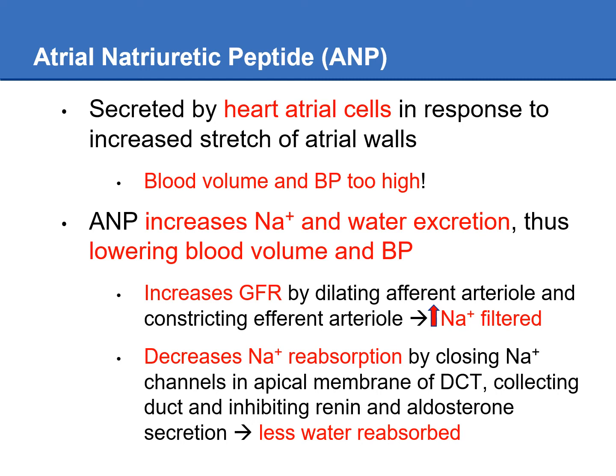So by doing that, you're bringing more blood into the glomerulus but not letting as much out, and that'll increase the blood pressure in the glomerulus, and so you're going to filter out more of the plasma, and you end up filtering out obviously more water and more sodium. And then in the distal convoluted tubule and collecting duct, it will decrease sodium reabsorption. So it's going to close some of the sodium channels, and it will also inhibit the RAS system, so it'll inhibit renin and aldosterone secretion. And so that will decrease the amount of water that's reabsorbed. And that will help decrease blood volume and decrease blood pressure.